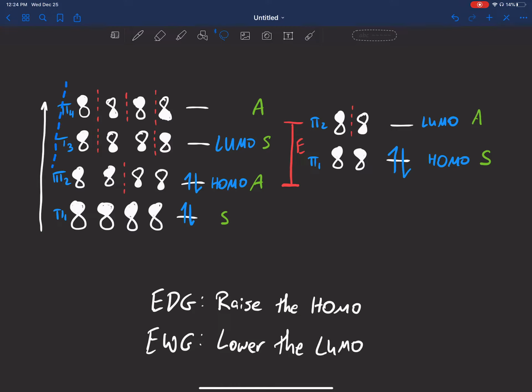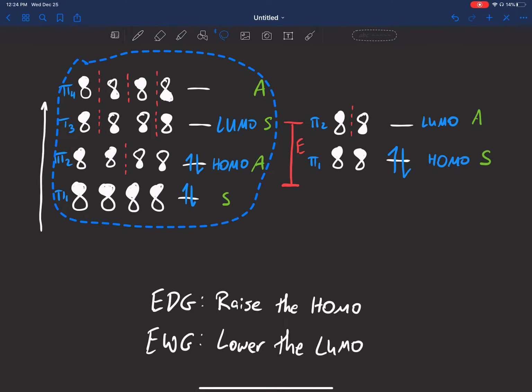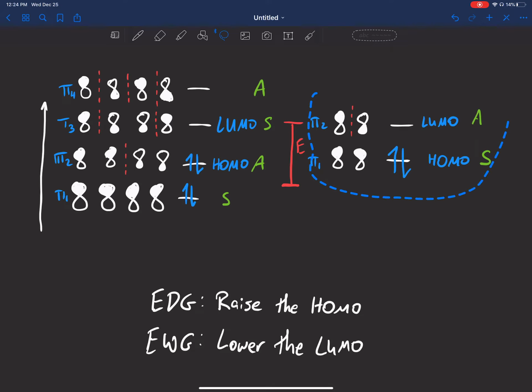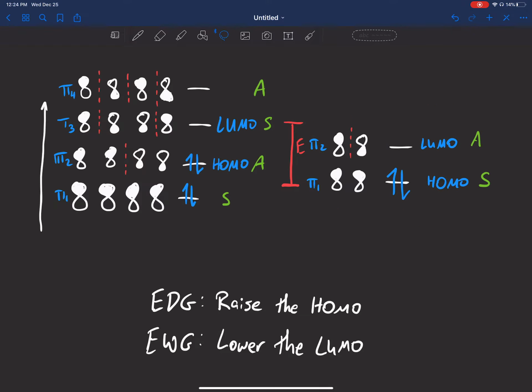Our HOMO, and by definition the entire molecular orbital, will be raised with an electron donating group. So let's shift it up a little bit. And the electron withdrawing group is going to decrease the energy of the LUMO, and like I said, everything else with it. So let me just get everything. And so it's going to drop this a little bit.